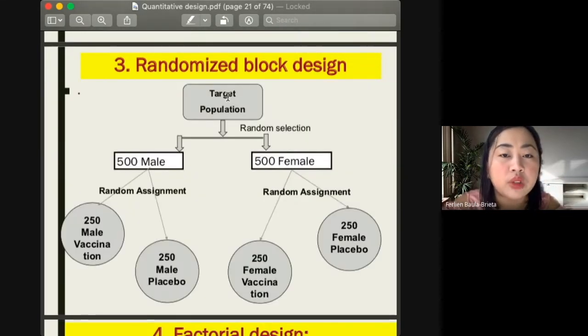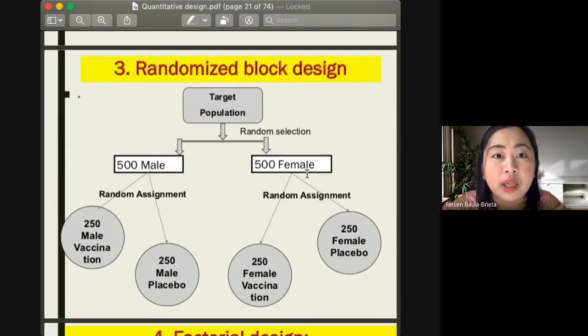For example, the target population is here in the Philippines. So we will randomly select 500 Filipino male and 500 Filipino female. So from the 500 Filipino male, we have 250 assigned for vaccination and 250 assigned for placebo. The same thing with Filipino female. So we can also employ blinded randomized block design, or we can have single blinded or double blinded randomized block design.